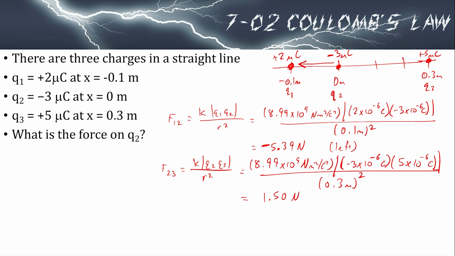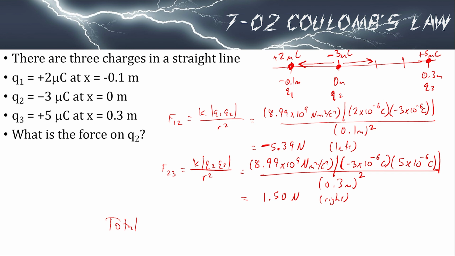But which direction? Well, remember we want the force on Q2. Q3 is positive, Q2 is negative, so it's attracting. So Q3 is attracting Q2 to the right. So it'll be positive. I'll call it positive.